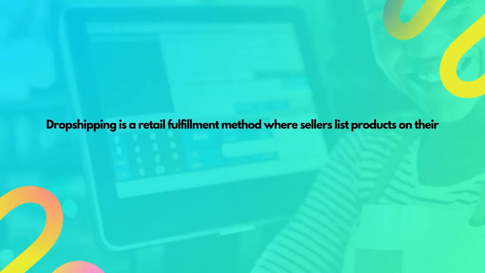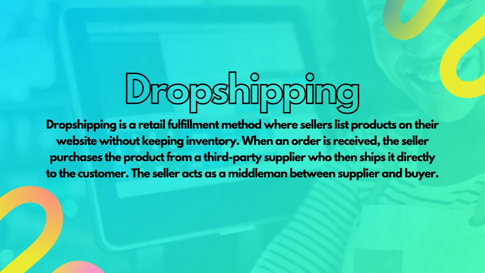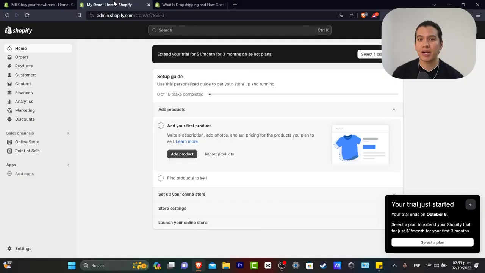So in the words of Shopify, dropshipping is a retail fulfillment method where sellers list products on their website without keeping the inventory. When an order is received, the seller purchases the product from a third-party supplier who then ships it directly to the customer. The seller, in this case ourselves, we act as an intermediate between the supplier and the buyer. So basically what we are actually doing is to provide the products from a supplier to the client, and we're going to be earning a few commissions, or let's say we're going to be selling this stuff a little bit higher than we are actually buying it. So this is how the dropshipping actually works.